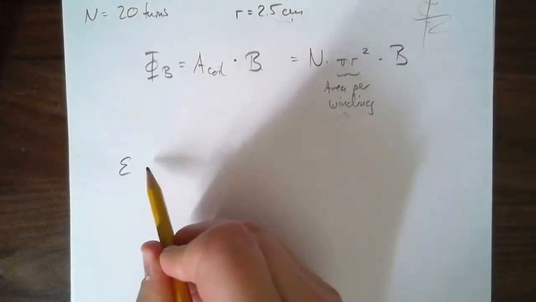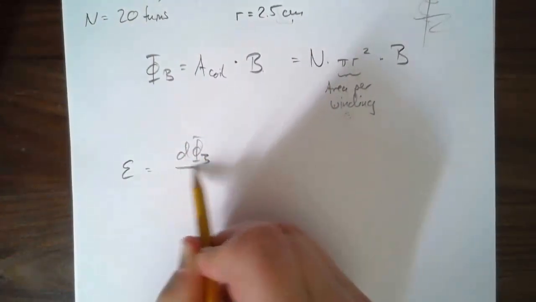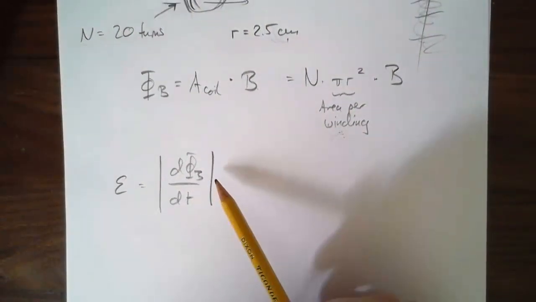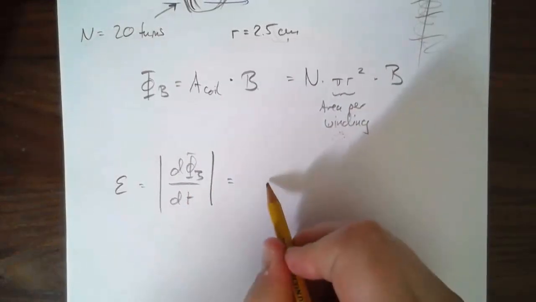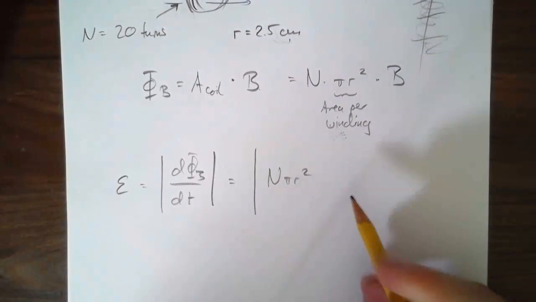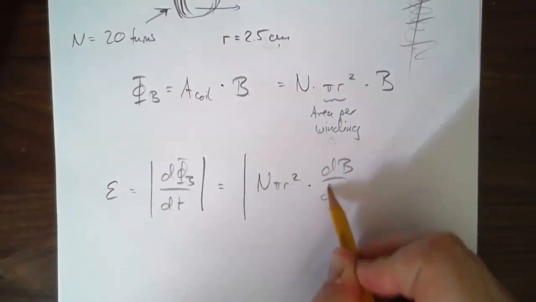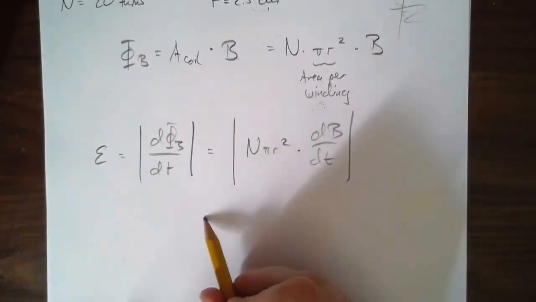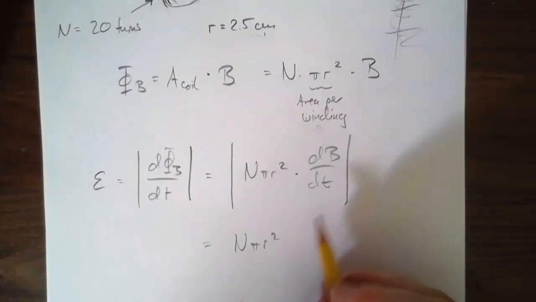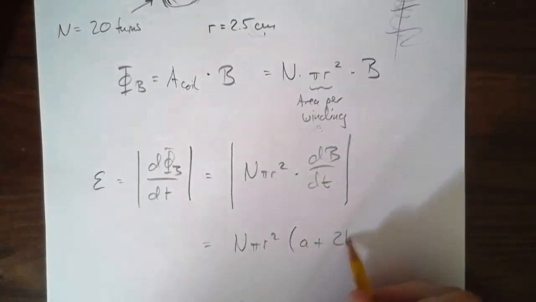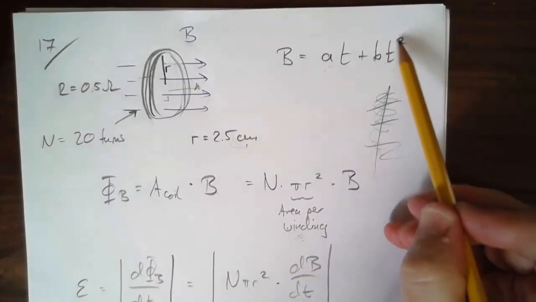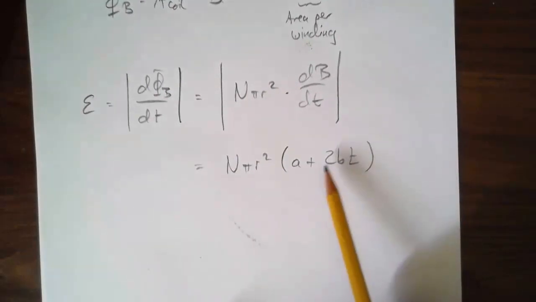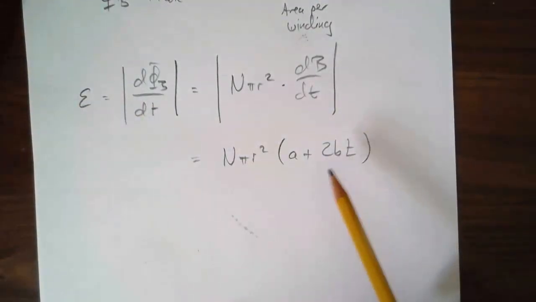So the EMF that is induced is the rate of change of magnetic flux, and we can work this out. This doesn't change, so I'm going to get N pi r squared times dB/dt. I'm going to use the expression I have for B. This is easy to differentiate. I'm going to get N pi r squared times a plus 2bt. So in fact, there's still a t dependence because when I differentiate the second term, I get 2bt, which still depends linearly on t. So the EMF itself is still time dependent.